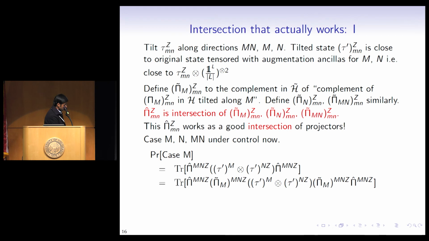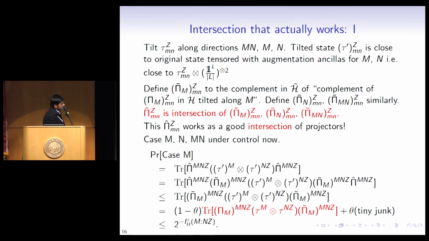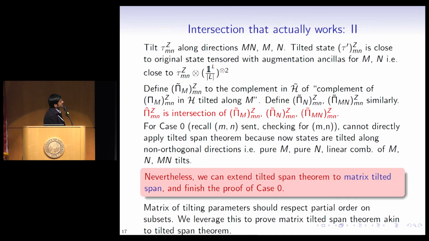So let's carry on with the calculation. Since pi hat is nothing but the intersection of these three, pi tilde m is a superspace of the space of pi hat. So I can retain this equality by bringing in pi tilde m over here. Now since pi hat m is less than or equal to identity, my probability won't increase. So this is the trace of pi tilde m times tau prime m tensor tau prime nz times pi tilde. As mentioned earlier, smoothing and augmenting gives me a convex combination of two states, which is the tilt along the right direction and a tiny error. It turns out this can be proven through a very simple calculation, that this is upper bounded by 2 to the minus hypothesis testing mutual information between m and nz. Like this we have control over case m, case n, and case mn.